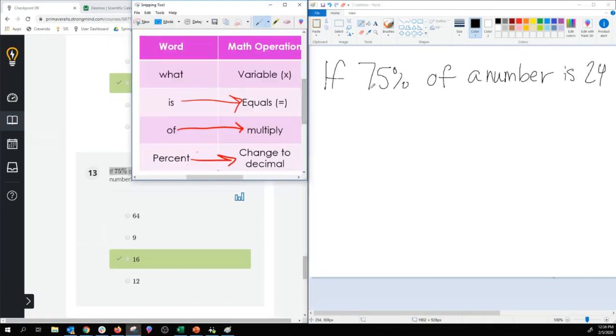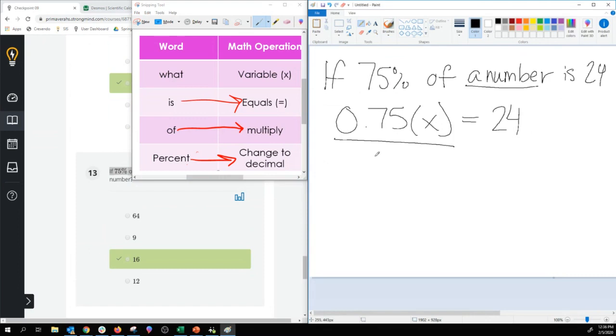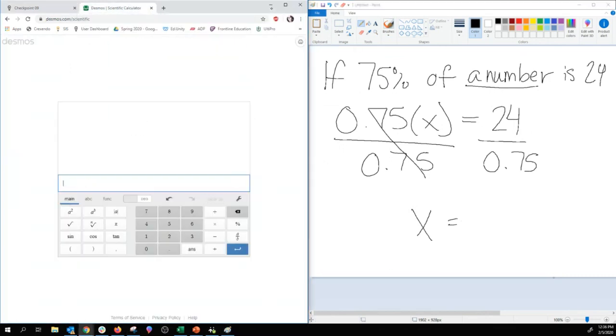All right, so 75% is first. I need to change that to a decimal. Of tells me I'm multiplying. I don't know what my number is. Is tells me that's my equal sign, and then I have 24. So I'm going to divide both sides by 0.75, and then this is going to tell me what my number is. So 24 divided by 0.75 tells me that my number is 32.